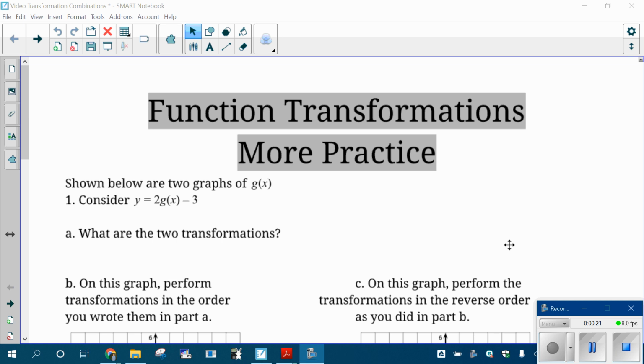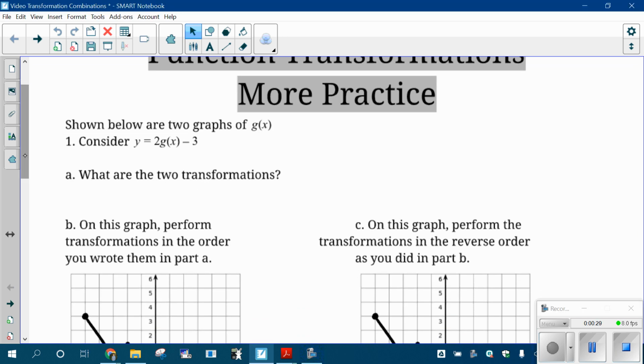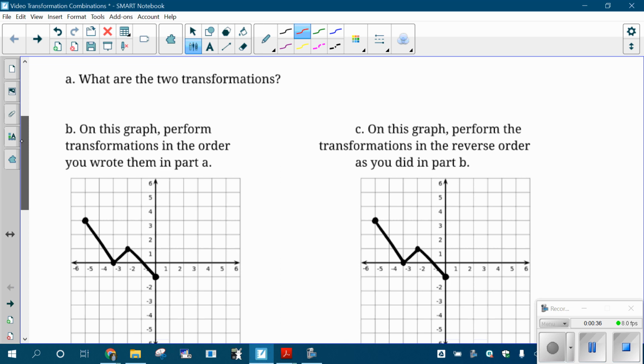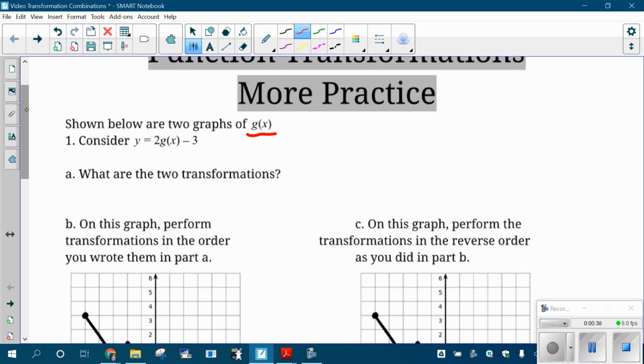So first, I want to demonstrate to you, convince you fully that the order that you do transformations in actually matters. Okay, so we're going to run through a quick example here together. So let's consider you got the graph of g of x down here. Cool. And we're going to consider this new function, which is 2 times g of x minus 3.